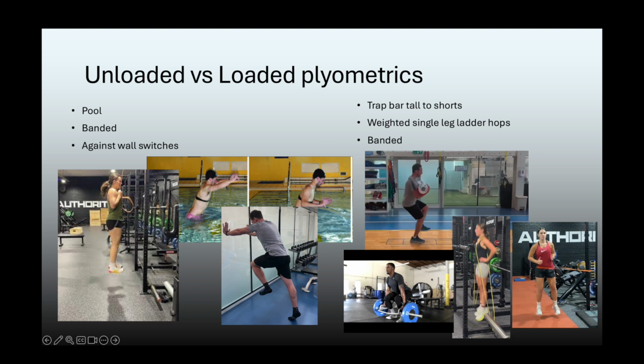In terms of unloaded versus loaded plyometrics, some examples of unloaded plyometrics to start people out with: you can get them in the pool. You can get them holding onto a band above them and jumping, which can kind of unweight them. You can also do against-the-wall switches, where you're just switching your feet back and forth.